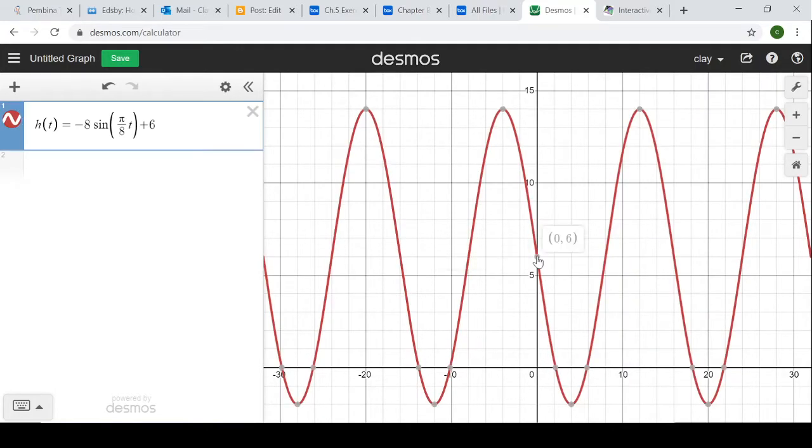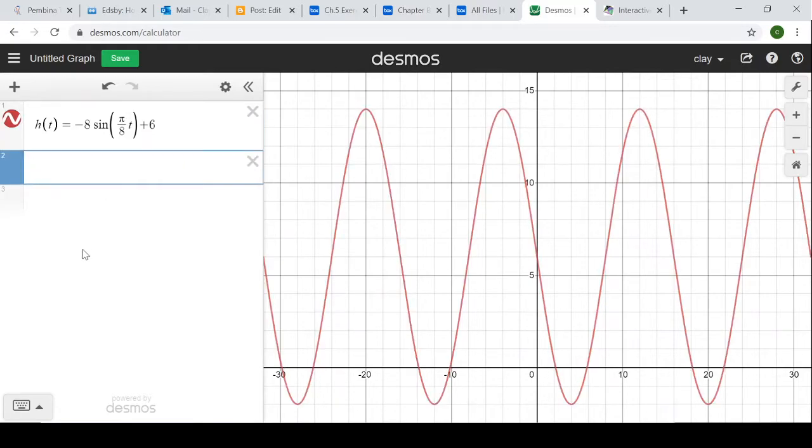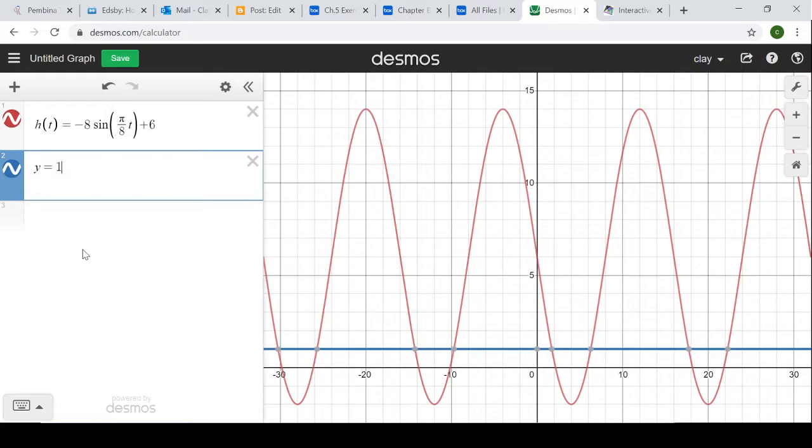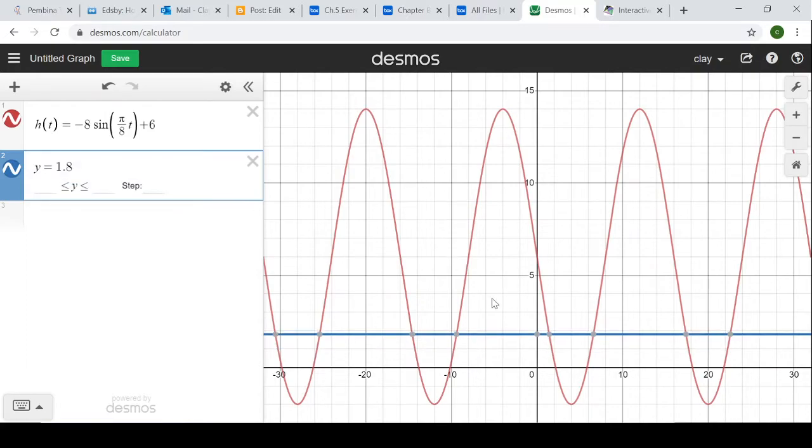Starting at time 0, the water level is 6. It goes all the way down to -2, and then it goes all the way up to 14. So if I wanted to ask you a question like, how long does it take before the water is over your head? Well, let's see. It depends on how tall your head is, right? So why don't I say I'm about 180 centimeters or 1.8 meters. So I'm going to graph the line y equals 1.8 meters. And there it is. Look at that.